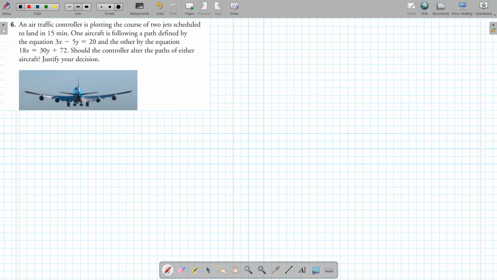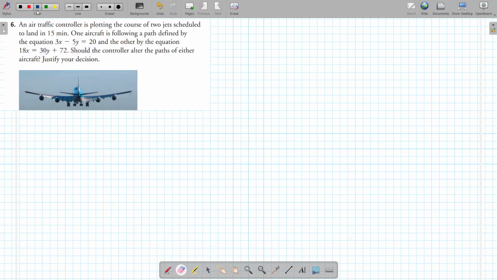Actually, before we graph it, let's check for something. Are the y-intercepts for both of these the same? Just by quick evaluation. The y-intercept for this will be 20 over -5. That'll be -4. The y-intercept for this one will be -72 over 30, which is whatever, but it's not -4. So the y-intercepts are not the same, yeah? So that's step number one. Y-intercepts are not the same.